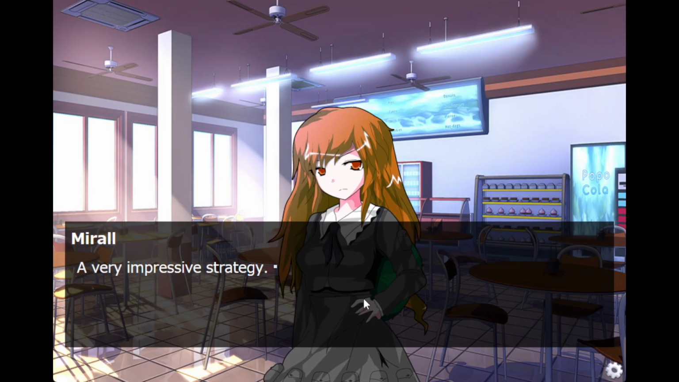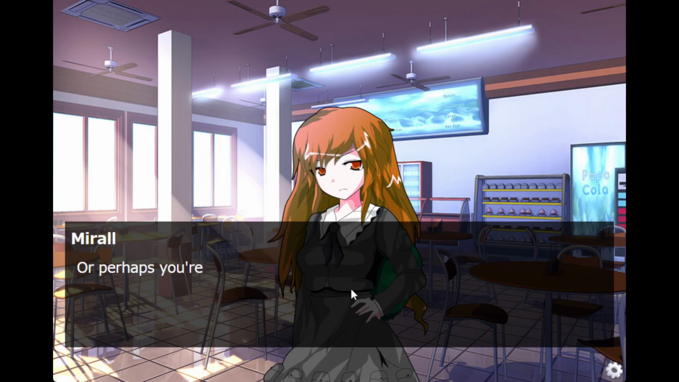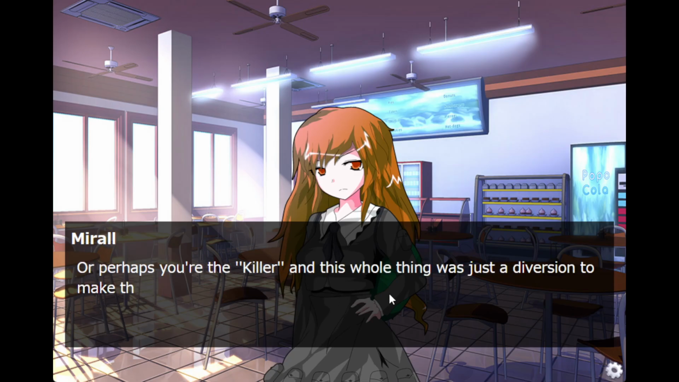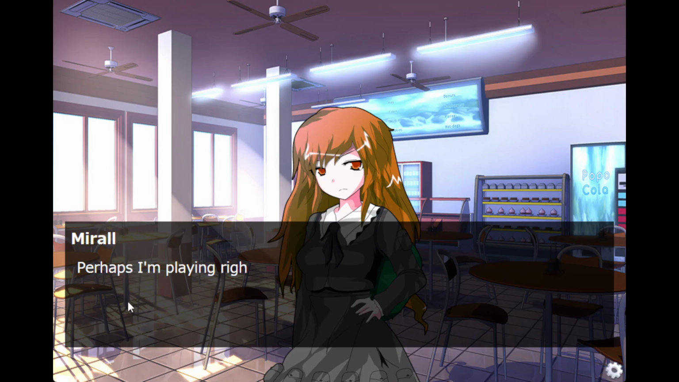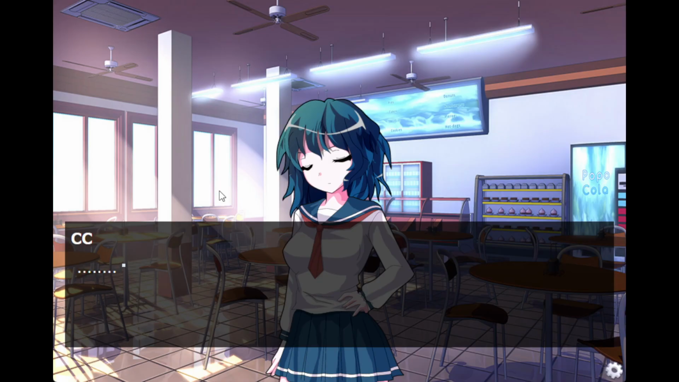A very impressive strategy. However, it seems the killer is smarter than what you gave them credit for, Cecilia. Or perhaps you're the killer and this whole thing was just a diversion to make the others trust you. Perhaps I'm playing right into your hand. I mean, you would know, right? You know who the killer is.